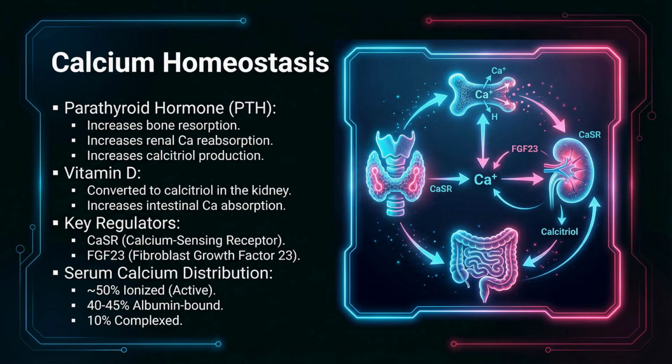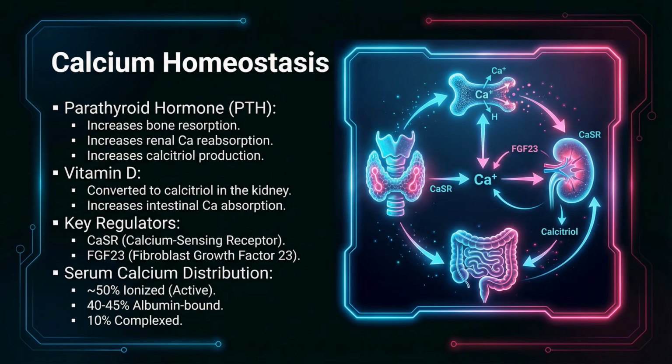Parathyroid hormone increases bone resorption, renal calcium reabsorption, and calcitriol production. Vitamin D is converted to calcitriol in the kidney, which increases intestinal calcium absorption. Key regulators include the calcium sensing receptor and FGF23. FGF23 inhibits calcitriol production and promotes phosphate excretion. It is why phosphate and vitamin D metabolism are so tightly linked in chronic kidney disease.